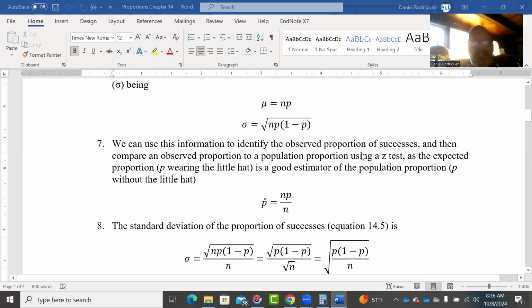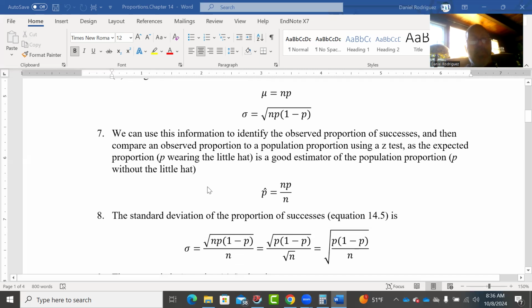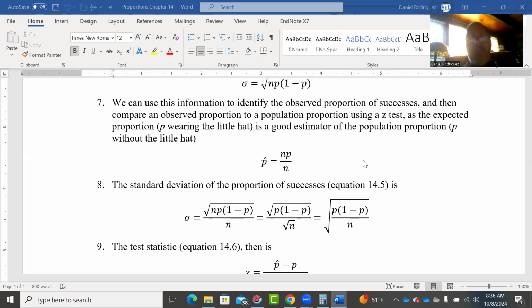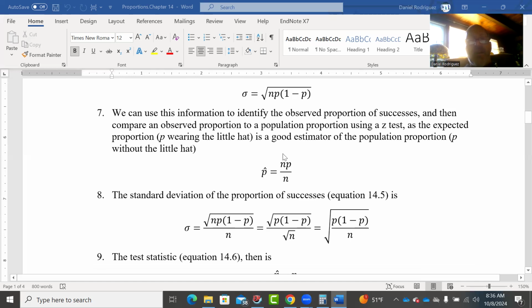Okay, we can use this information to identify the observed proportion of successes and then compare an observed proportion to a population proportion using a z-test. The expected proportion right here is a good estimator of the population proportion. So this is actually showing you how we derive it. As we said here, this is the mean, the expected number of successes. But of course, dividing by n, the n's cancel out, and we get that the sample proportion is a great estimate of the population proportion.